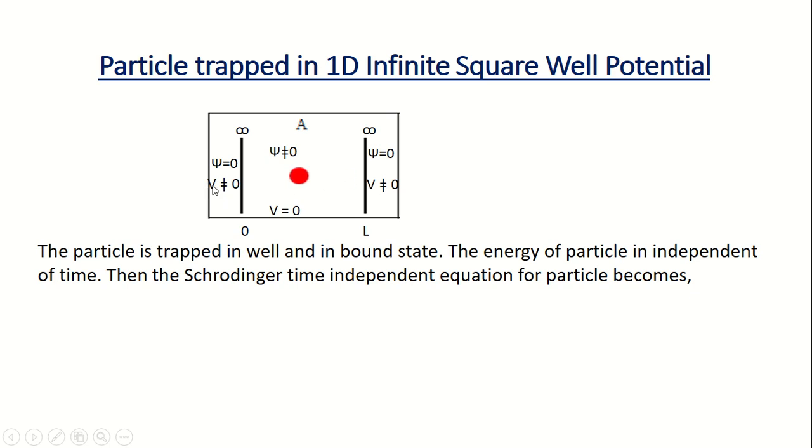This particle cannot cross this barrier, cannot cross these boundaries. In order to cross these boundaries, it requires an infinitely large potential. So it is an infinite square well potential. We have just considered one dimension, so it is a particle trapped in a one-dimensional infinite square well potential.